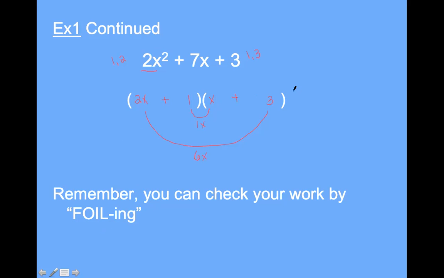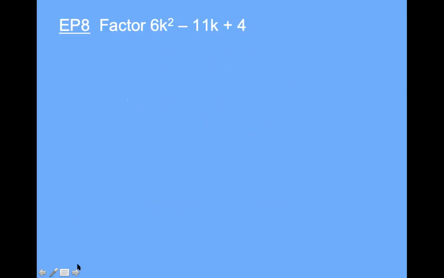Outside, 2x times 3, 6x. Inside, x times 1, x. And last, 1 times 3 is 3. All right. Let's look at some examples.